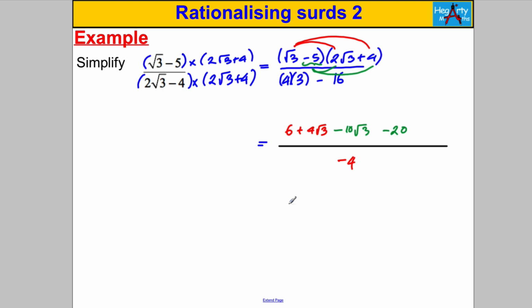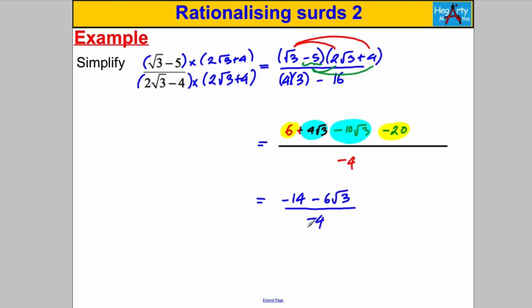Let's do some tidying up now. We've got ourselves 6, and we're going to subtract 20, and we've got ourselves separately positive 4 root 3, and we're going to take away 10 root 3. So 6 subtract 20 by the symmetry of subtraction is going to be negative 14. 4 root 3 take away 10 root 3 is going to be negative 6 root 3. And all of that divided by negative 4.